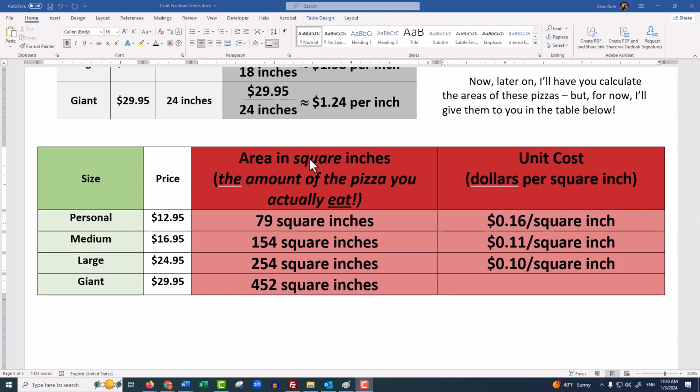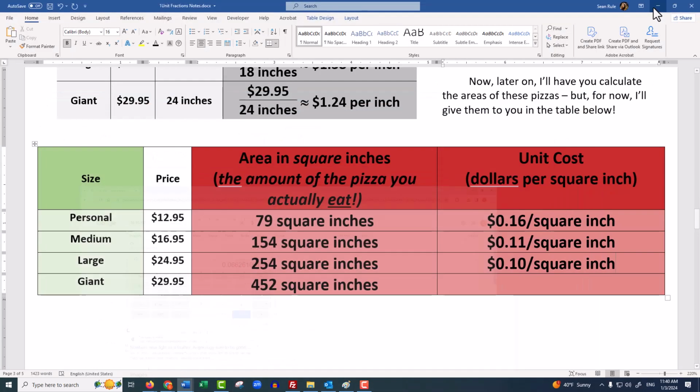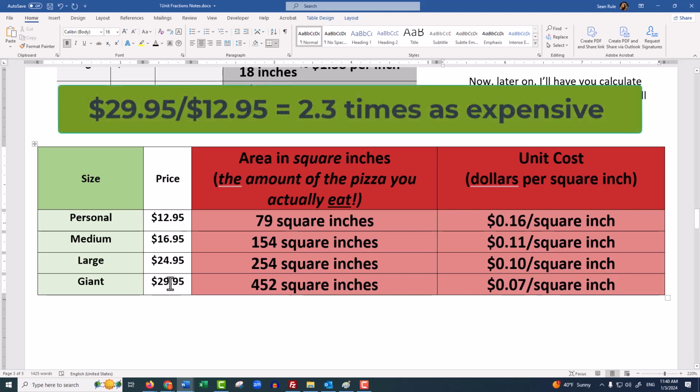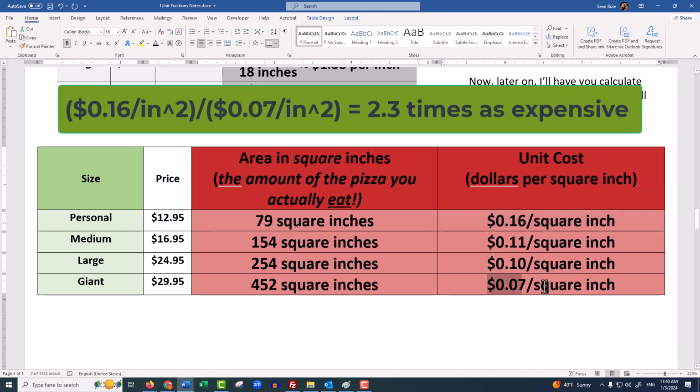And last but not least, the giant, $29.95 for 452 square inches, coming in at 7 cents per square inch. All right. So even though the giant costs like 2.5 times as much as the personal, the personal costs about 2.5 times per square inch as much as the giant.